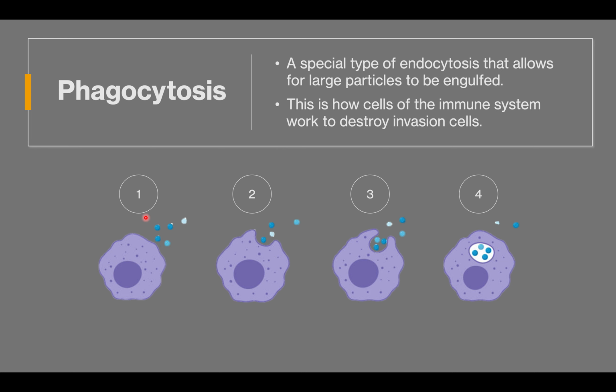So this image really kind of shows you what it's doing. These would be then the invasion cells. This would be one of our normal cells with our nucleus. So it slowly engulfs those invasion cells and holds them within the cell and then actually destroys them and recycles the parts within the cell as well.